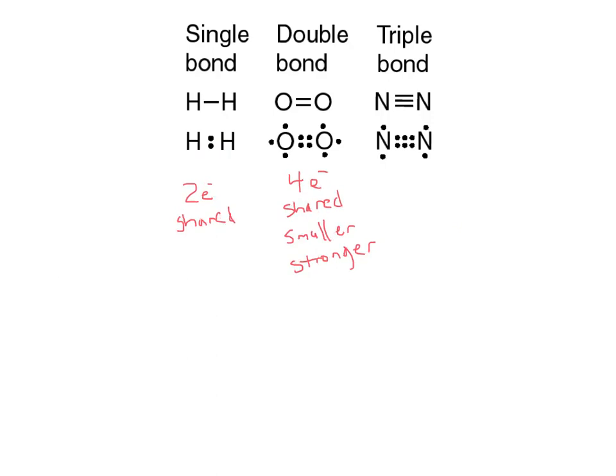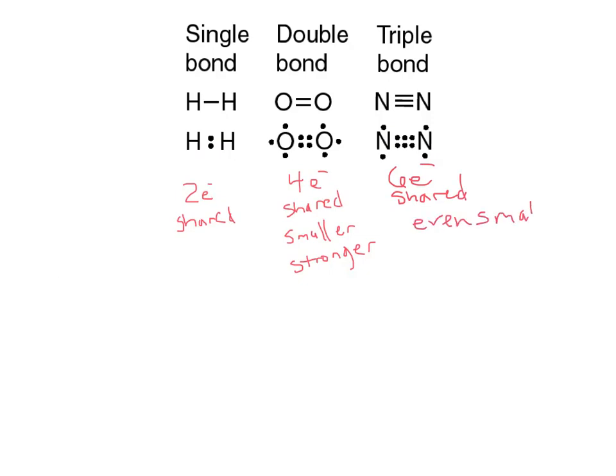And then lastly is the triple bond. You see there are 6 shared electrons between them, and you can also notice that hydrogen, oxygen, or nitrogen are some of those diatomic elements we talked about. So at 6, they're shared as well, and they're even smaller still than a double bond.